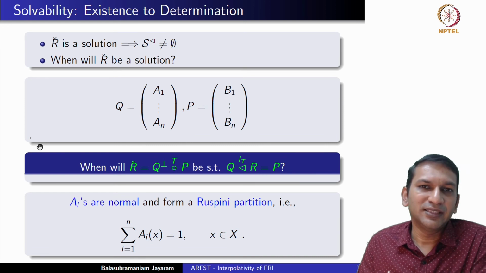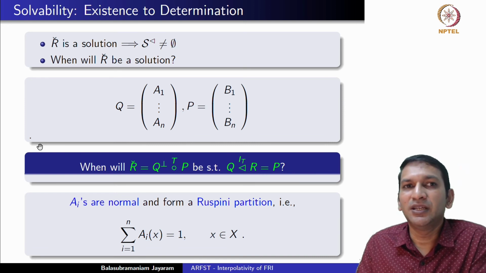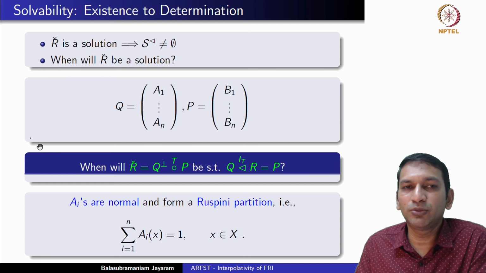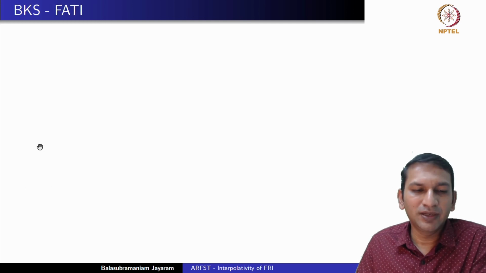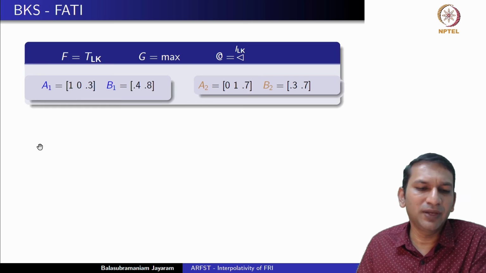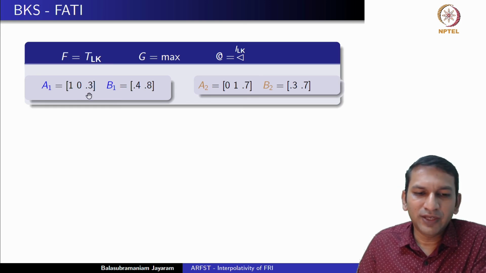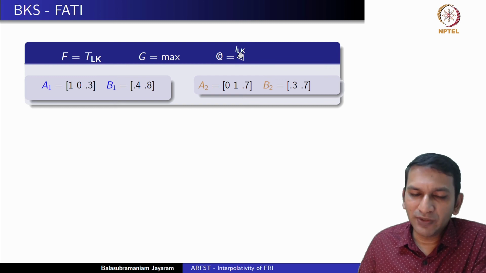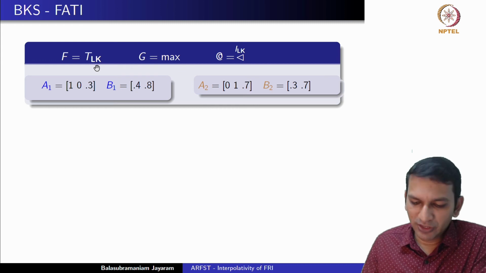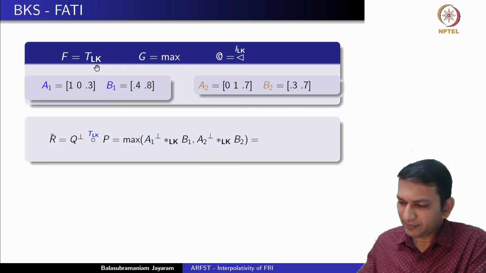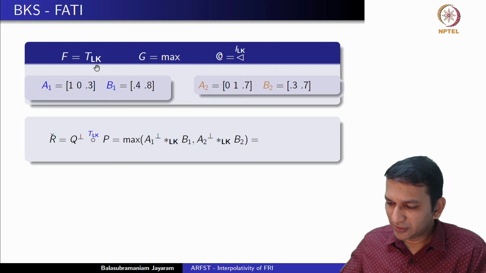Once again, the same sufficiency condition seems to hold. That means the antecedents should be normal and form a Ruspini partition. Is this really true? Let's check this out with one simple example. Note that we are considering the same set of rules. The antecedents and consequents are the same. But now for the composition we are using BK with the Łukasiewicz implication, and so in this case the T becomes the corresponding Łukasiewicz T-norm. So now let's work out the math.